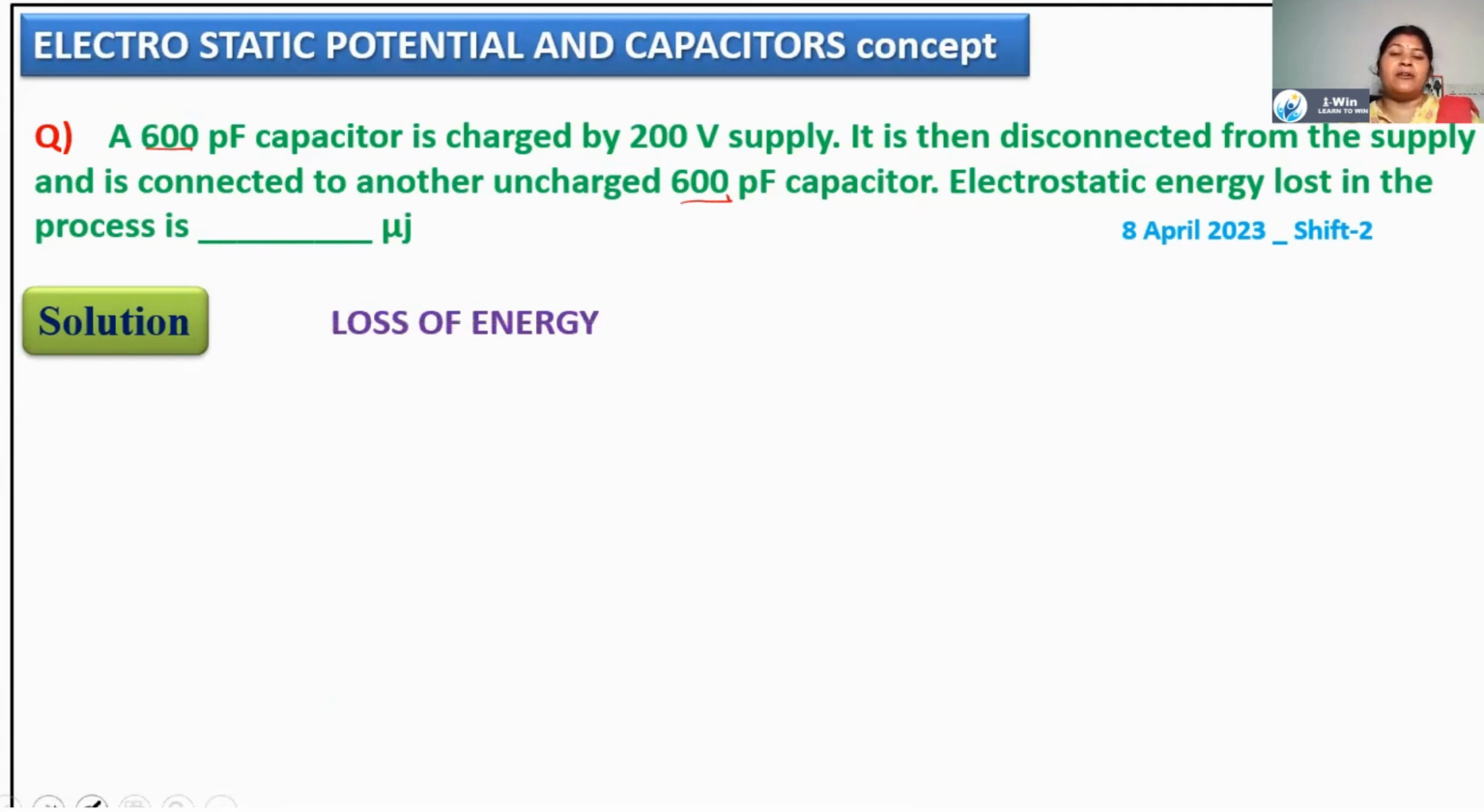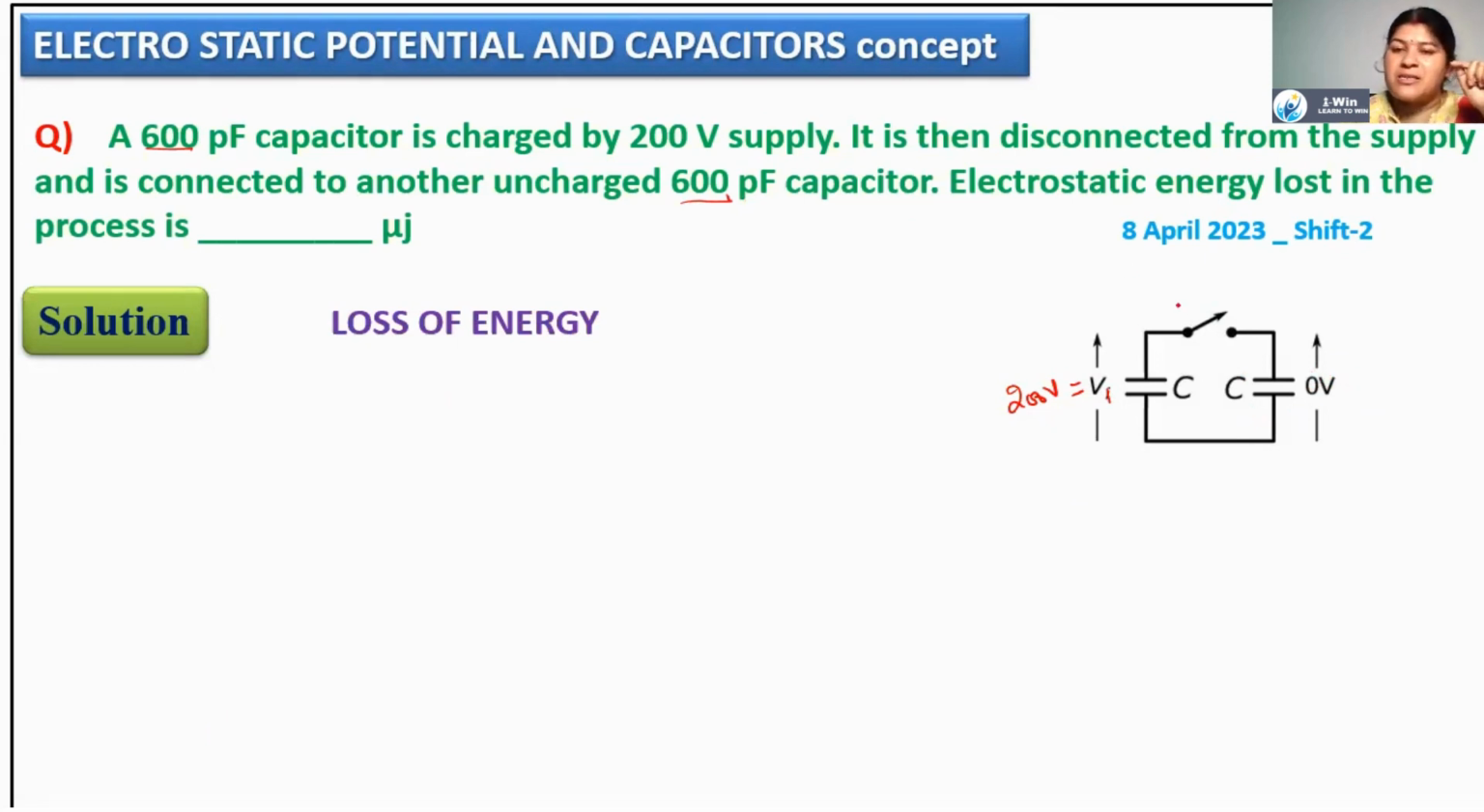Two capacitors are taken, both identical in nature. The first one initially has some voltage, that means it is charged using a 200 volt supply. The second one is uncharged. Uncharged means its potential is 0.